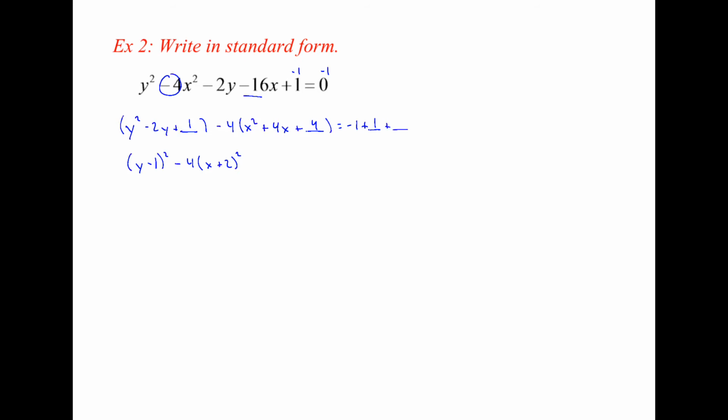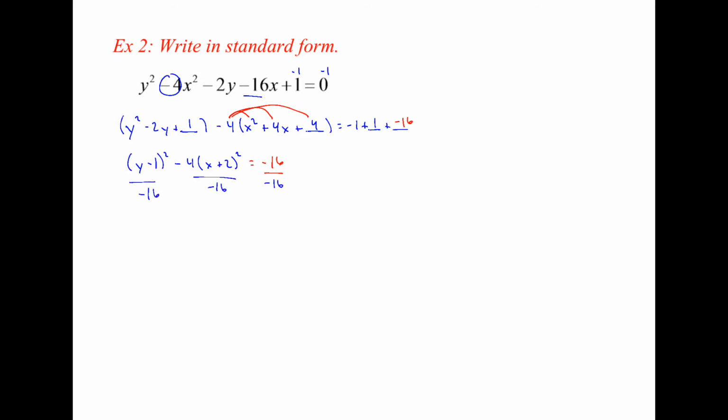But remember, negative 4 times x squared is negative 4x squared. Negative 4 times positive 4 was the negative 16x. And then now negative 4 times positive 4 is negative 16. So you actually have to add negative 16 to the other side. The negative 1 and 1 cancel, you get negative 16. Now we divide by negative 16.